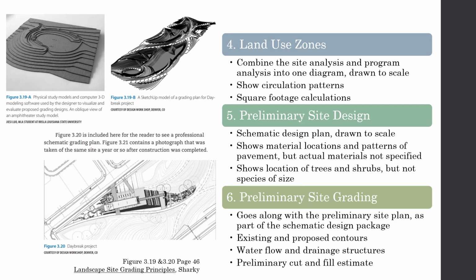All right, so you have analyzed the site, you've analyzed the program. Now it's time to put it together and combine those two into what's called a land use zone diagram. This is a preliminary phase where you will start to show some circulation patterns on the site and draw everything to scale.